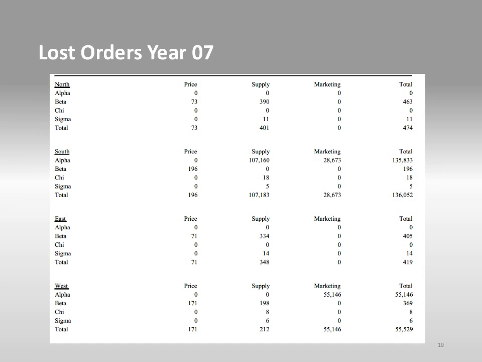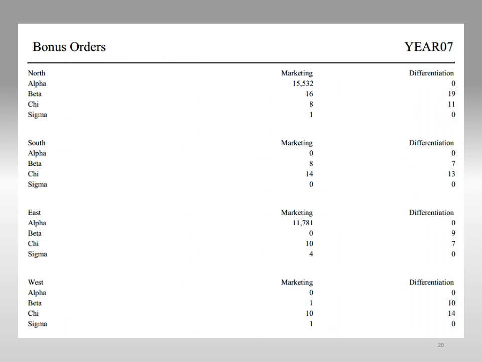Now, the concept of lost orders in the simulation simply means that customers that you could have sold to just stayed at home. In other words, you're not losing the orders to other teams in this simulation. Here's the bonus order report. It shows you that you might get bonus orders if you put above the minimum amount of marketing and above a certain amount in development for the chi and the beta products.